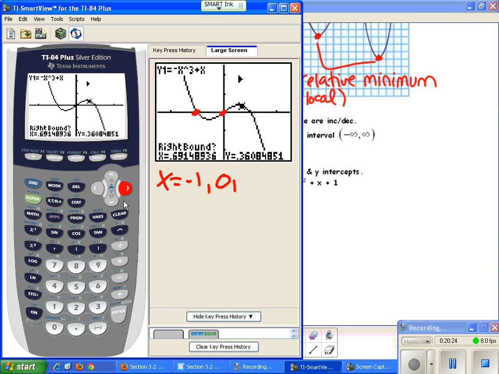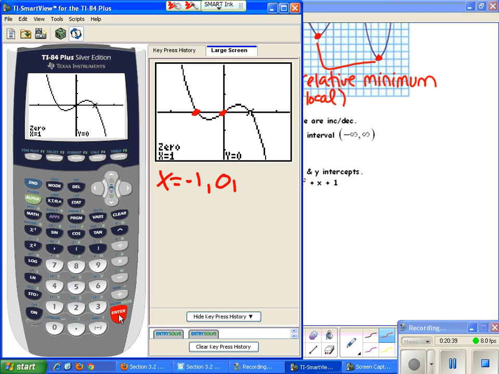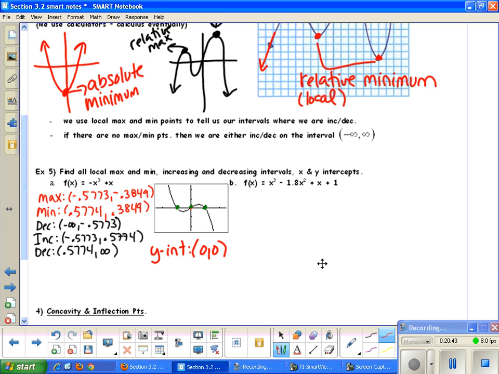And left bound would be something over here, enter. Something to the right would have to be below the x-axis, enter. And notice that for when I'm guessing, it's these arrows right here and here in between where I think it is, and enter. So I have an x value of -1, 0, and 1. So then my x-intercepts are going to be x equals -1, 0, and 1.